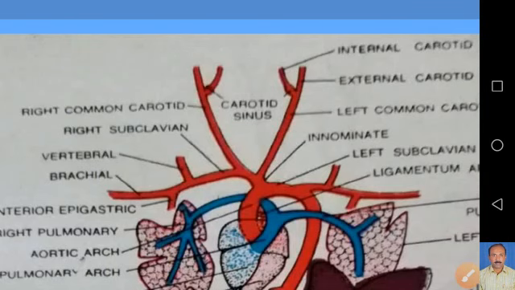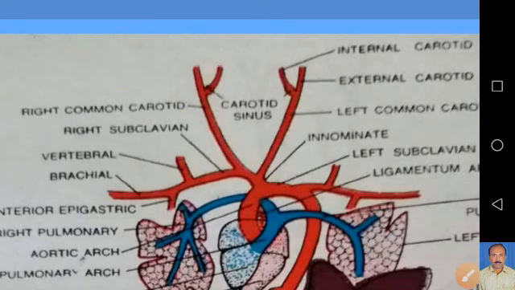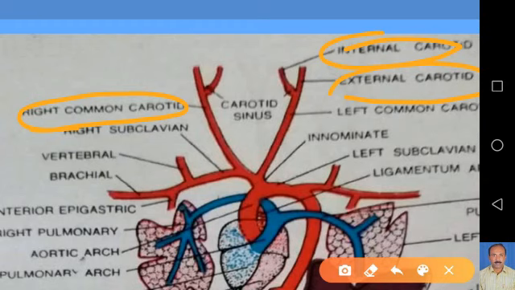Then brachial artery to the forelimbs. Internal mammary artery, also called anterior epigastric artery, supplies blood to the ventral wall of the thorax. Then right common carotid artery. It runs forwards through the neck and divides into two branches, external carotid artery and internal carotid artery. External carotid artery distributes blood to the head and face by several branches. The internal carotid artery enters the skull and supplies blood to the brain.